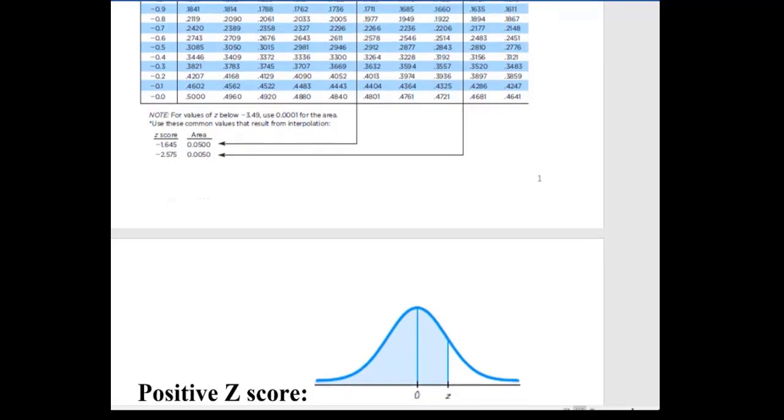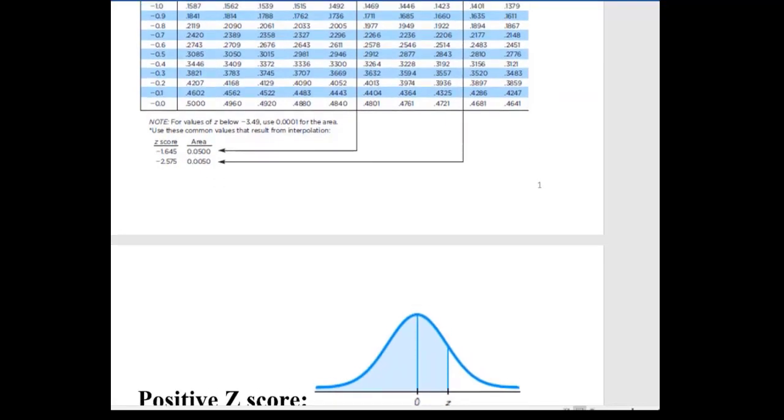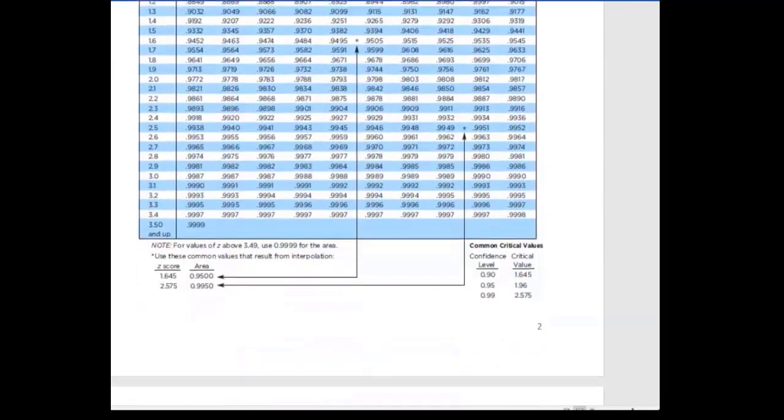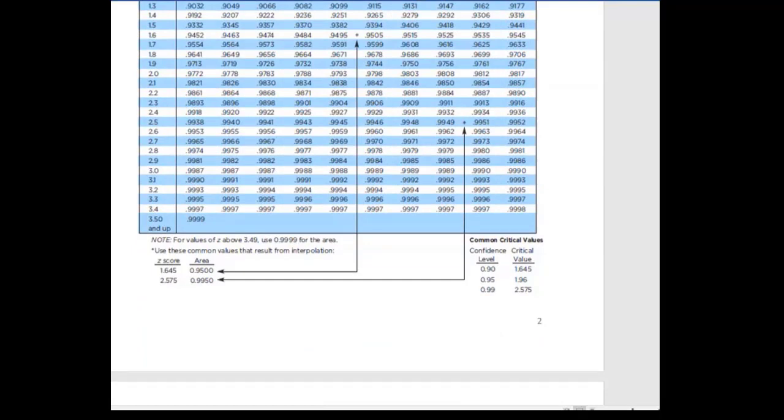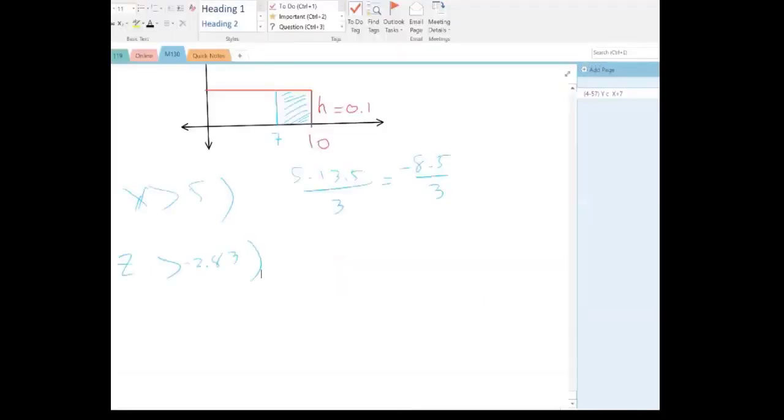Now take a look at the area to the left of negative 2.575, 0.0050. Now to the right of positive 2.575 must be the same. Check this out. This one is what? To the left of it. If you subtract this number from 1, you get the same number, 0.005, area to the right of 2.575. So the idea is these two areas are the same.